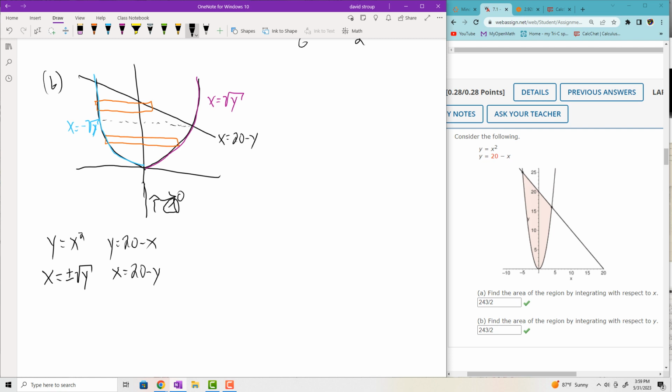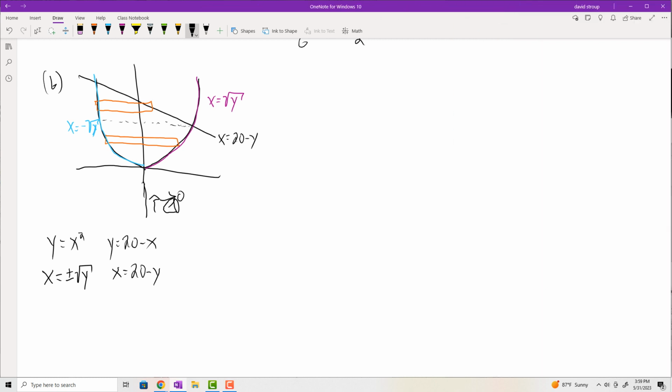Okay? So you have to do 2 integrals. And that's the nightmare of it all. Right? So you have to do 1 integral from 0 to this point. And to find that point, you can set the 2 equations equal to each other and just solve. All right? So you can say, square root of y is equal to 20 minus y. This is already looking kind of nasty, though. Squaring both sides, y will equal 400 minus 40y plus y squared.